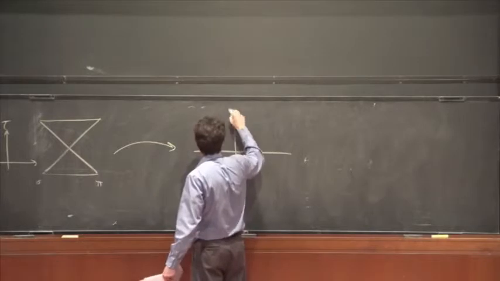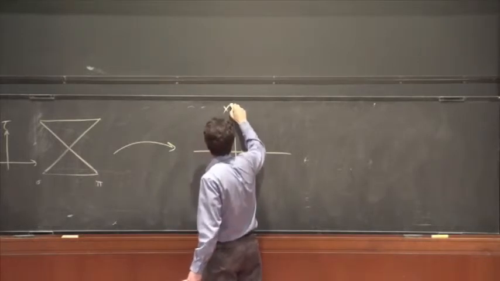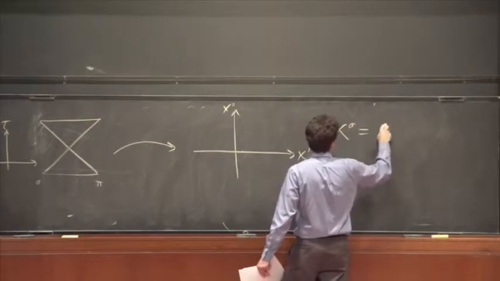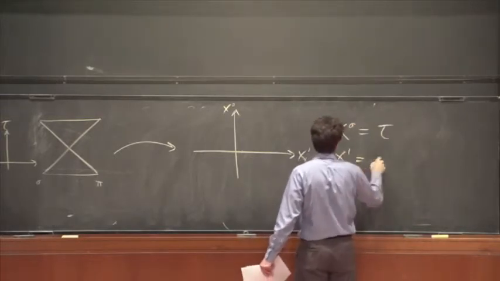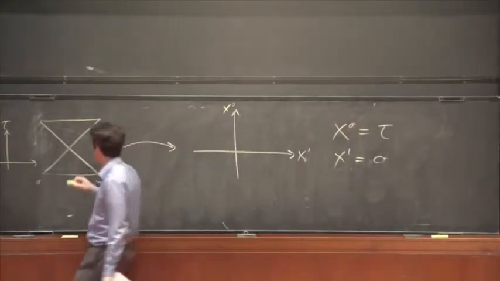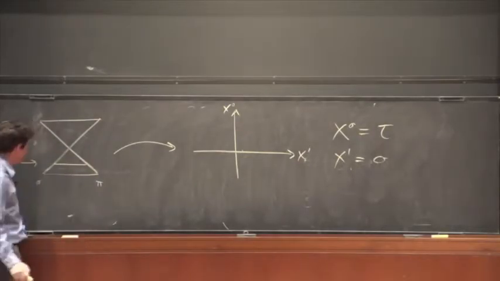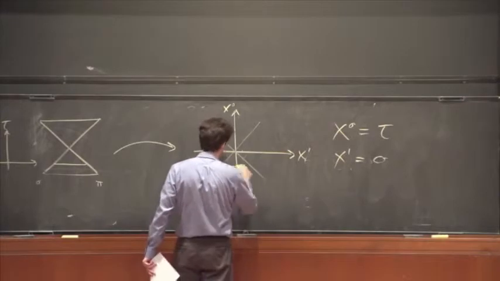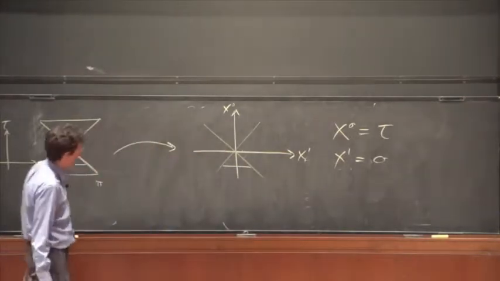Because now the map can be simply the identity map, that x0 equals tau and x1 equals sigma, so that a snapshot of the string will map to the corresponding line segment in space-time.